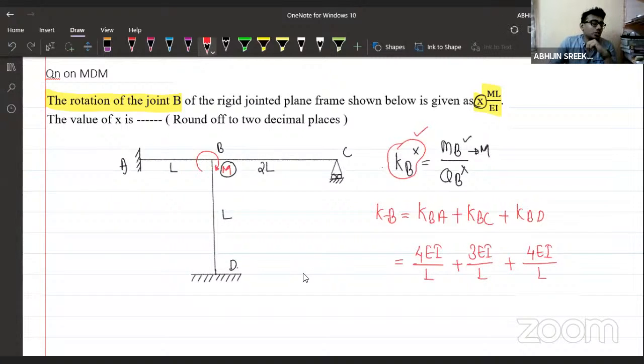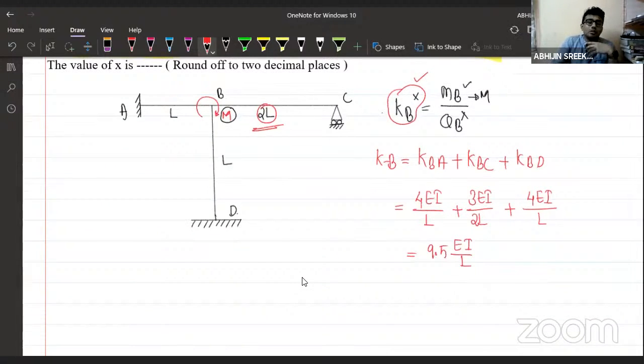There is a possibility of making a mistake. What is the possibility of mistake? Length of the member for the member BC is 2L, it is not L. Length of the member is given as 2L, it is not L. So be careful at that point. So total will come out to be 9.5 EI divided by L. This will be the KB value.